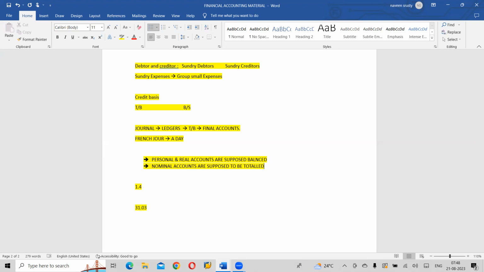As I said, lakhs of accounts are there, but they will come under personal, real, or nominal accounts. If they come under personal and real accounts, at the end of the day we will balance them. Means the debit side will be more and the credit side less, or the debit side less and the credit side more, and the difference we will post, right? At the same time, nominal accounts, you know, are your expenses, losses, incomes, and profits. Those accounts are not supposed to be balanced. Those accounts are supposed to be totaled.